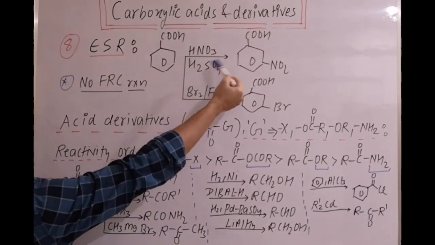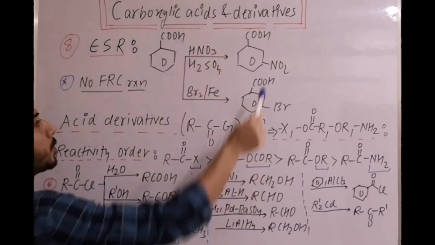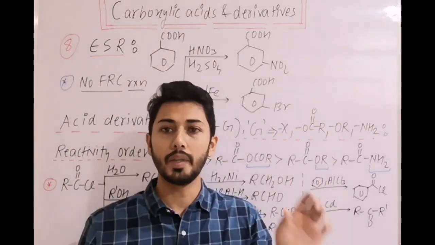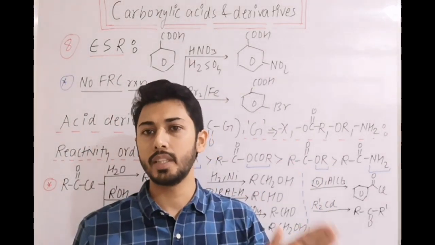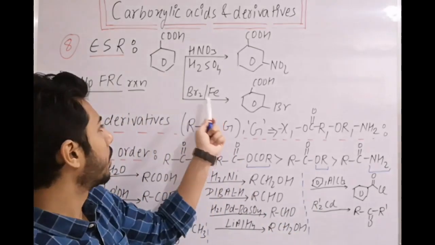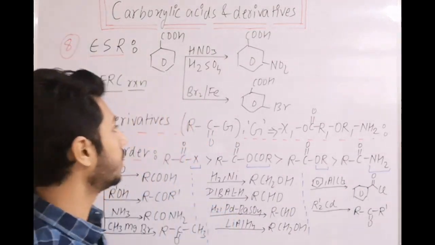So first reaction, nitration. Nitration, NO2 plus electrophile, it will go at which position? Meta position. Why? Because here COOH group is meta directing because it is deactivating. Second is bromination, Br plus is the electrophile, Br plus will go on the meta position.